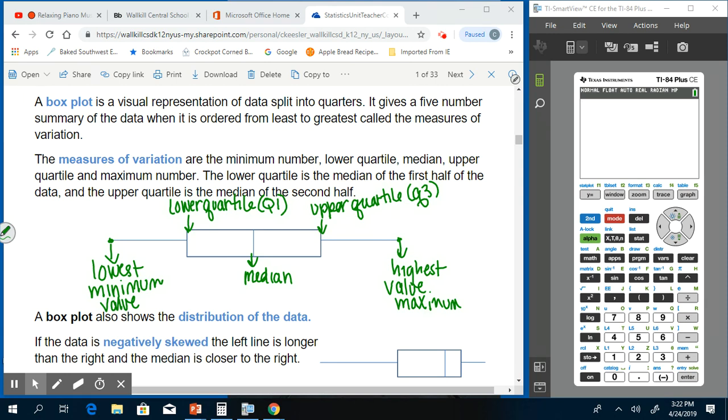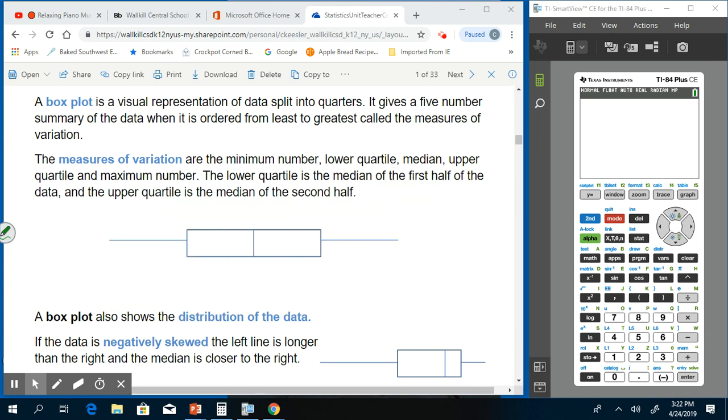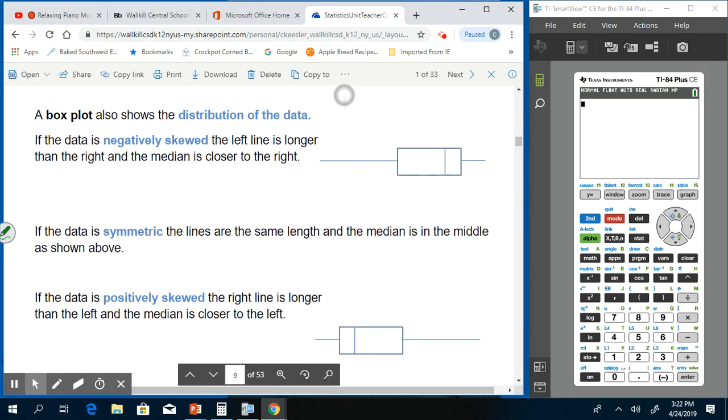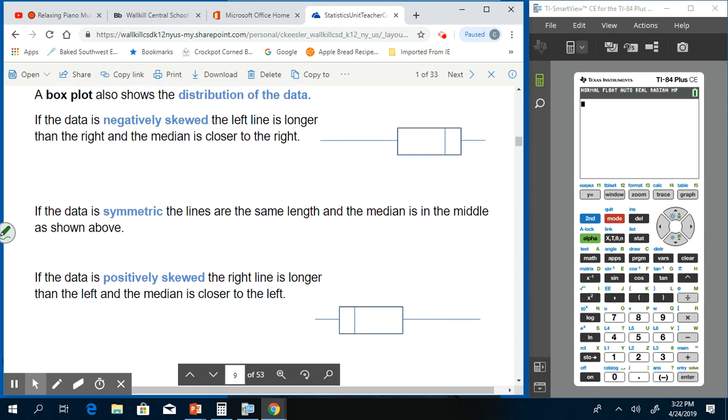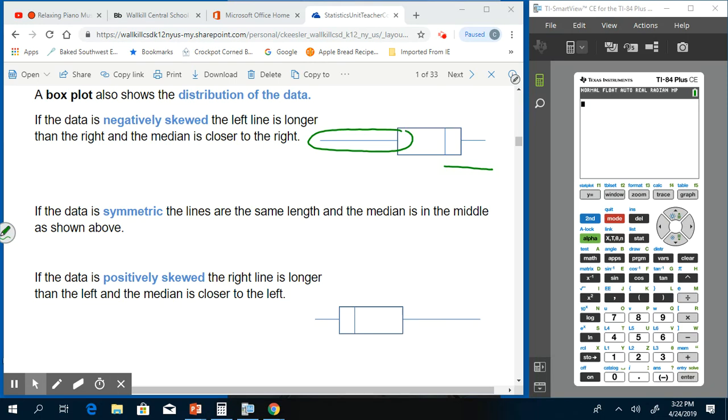And just like when we looked at histograms, the box plot also shows the distribution of the data. So when we're talking distribution, the data is negatively skewed if the left line is longer than the right and the median is closer to the right. In this case, the median is way over on this side, and then we have a tail, kind of like in our histogram. So this kind of acts as the tail. These numbers down here are going to pull the median down, making it negatively skewed.